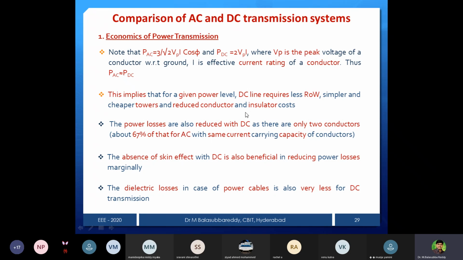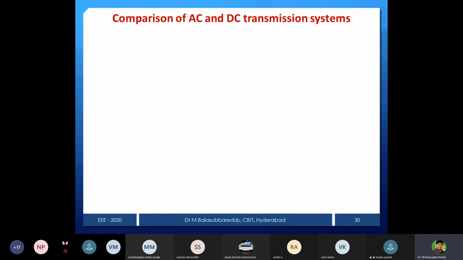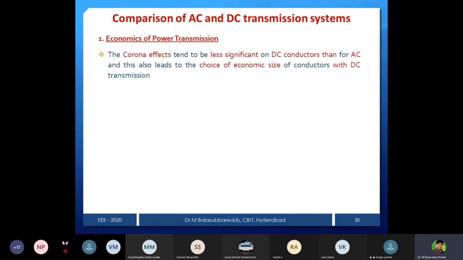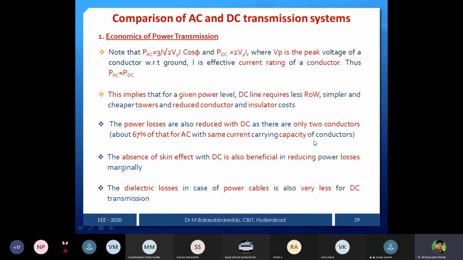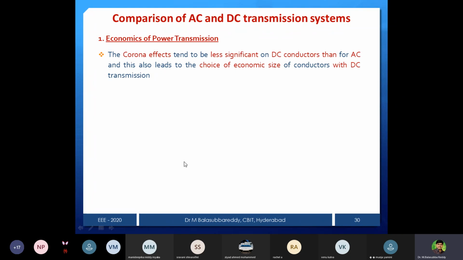The dielectric loss in the case of power cables is also very low in DC transmission. Then the corona effect tends to be less significant in DC conductors than in AC, which also leads to the choice of an economic size of conductor with DC transmission. See, all these factors influence DC transmission: the right of way, towers, conductors, insulators, skin effect, dielectric losses, and then the corona effect. All these parameters are a benefit on the DC side.